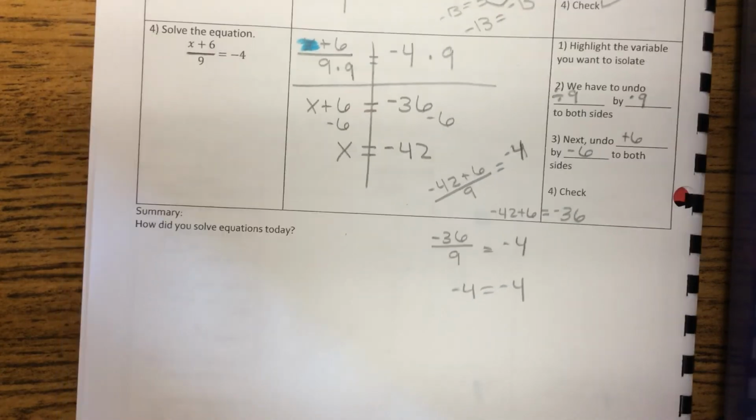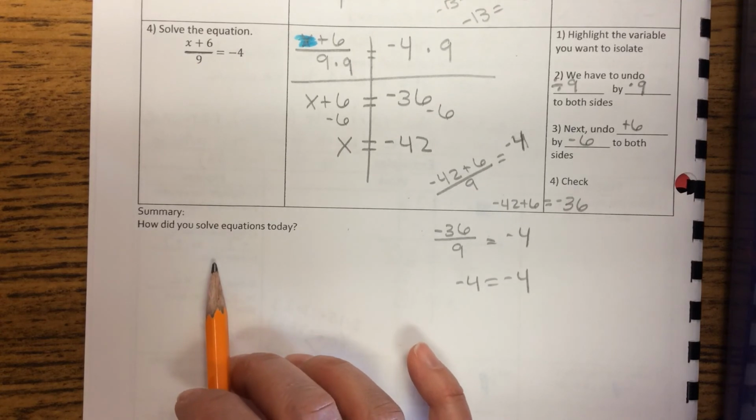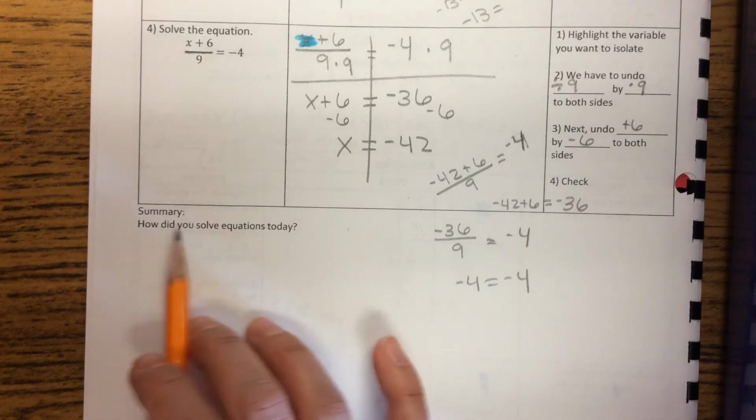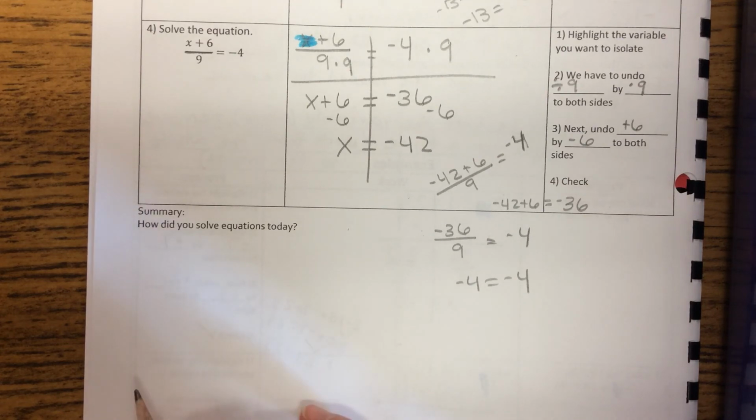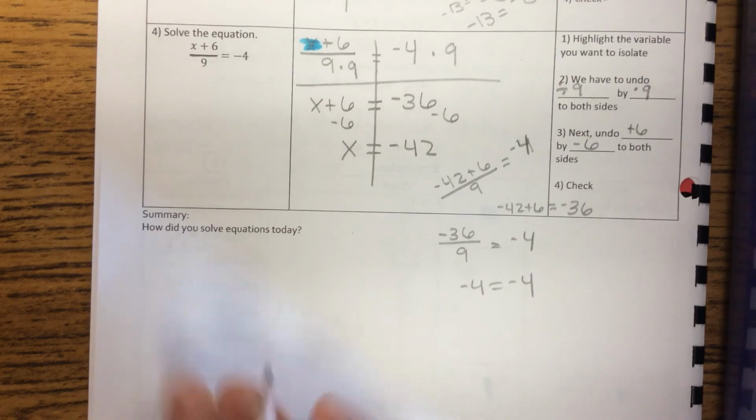Okay. All right, your job right now is to write your summary. So you should have an answer here. If we come around and look at your binder, we should see an answer for this summary. How did you solve equations today? You can look at the steps and write them in your own words, or you can explain something from the building background.